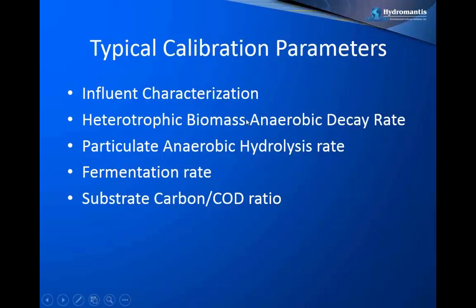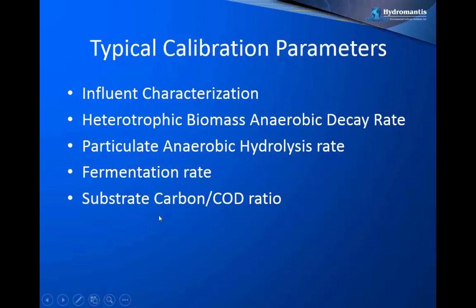Also, since we are feeding waste activated sludge, which is rich in heterotrophic biomass, the anaerobic decay rate of that heterotrophic biomass can play an important role. Also the hydrolysis rate, because those are the starting points and the rate-limiting steps in anaerobic digestion. So these are some of the things you might want to change to increase the flux of substrate to the methanogenesis stage. Also, the fermentation rate can sometimes vary and change, so that is something we sometimes modify.